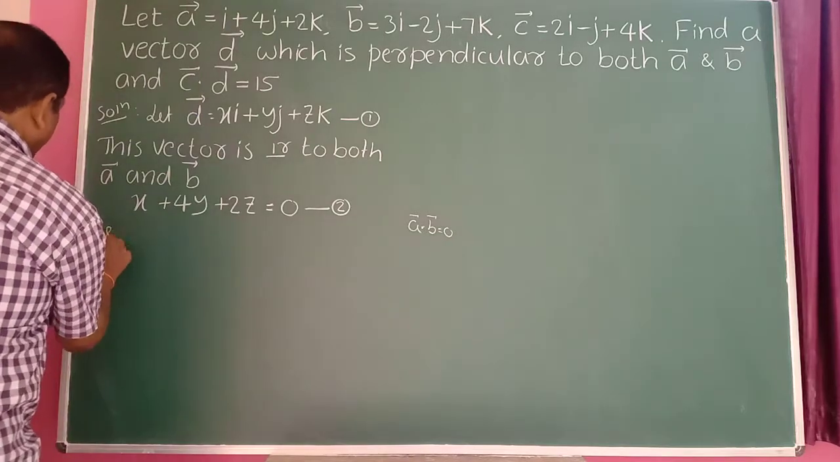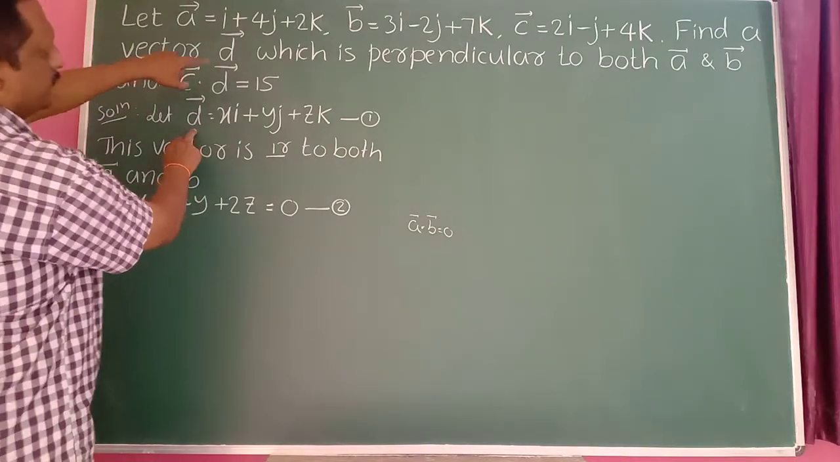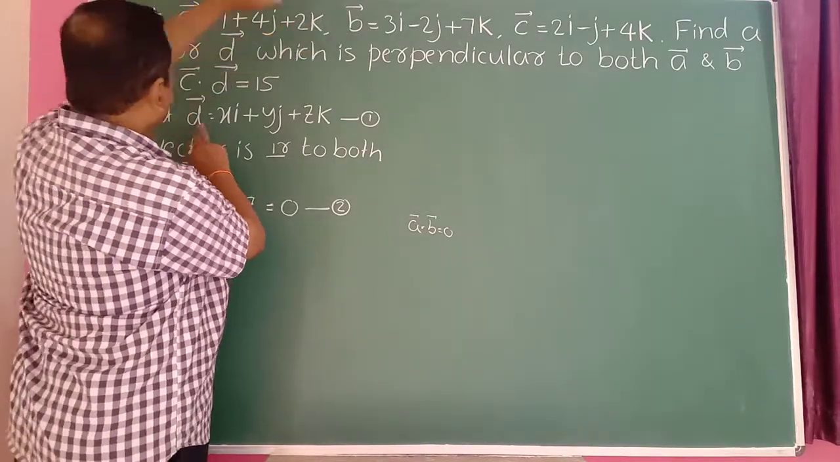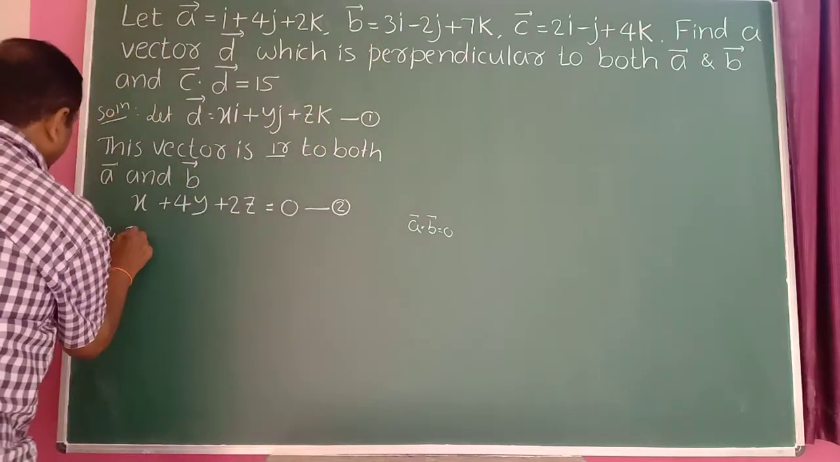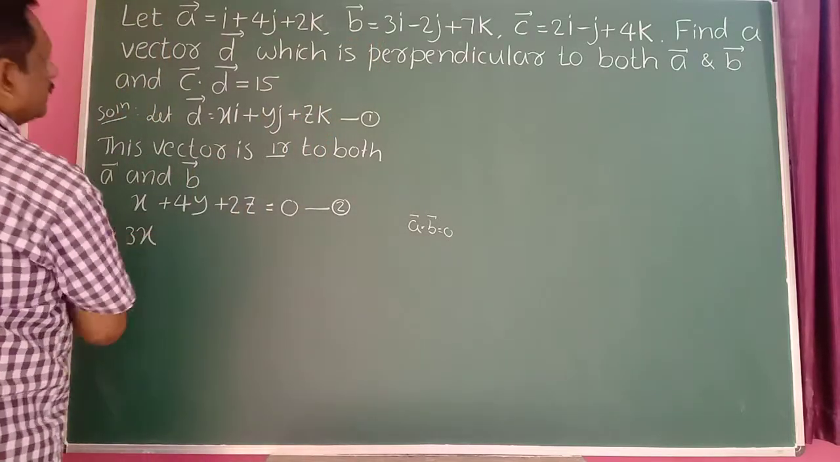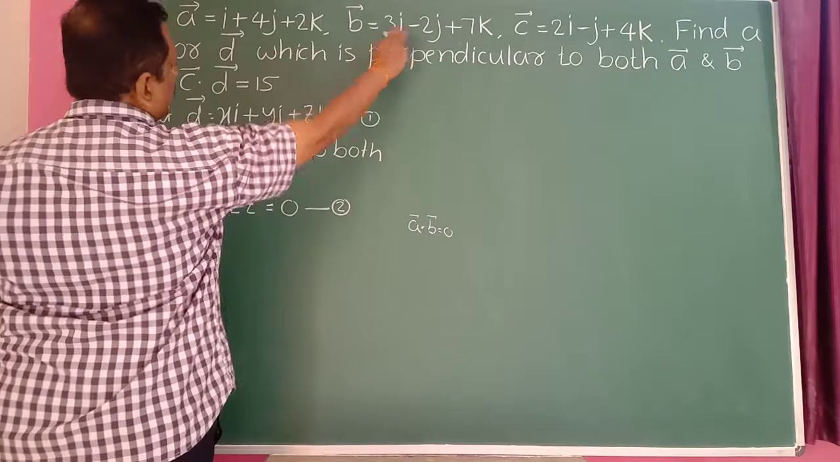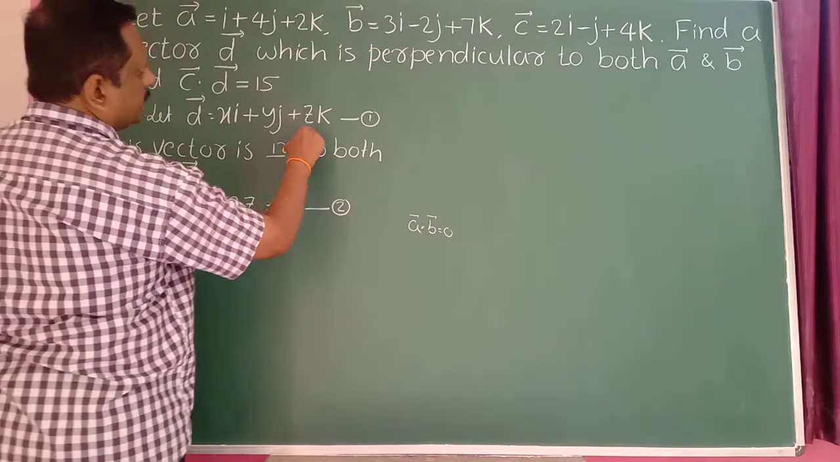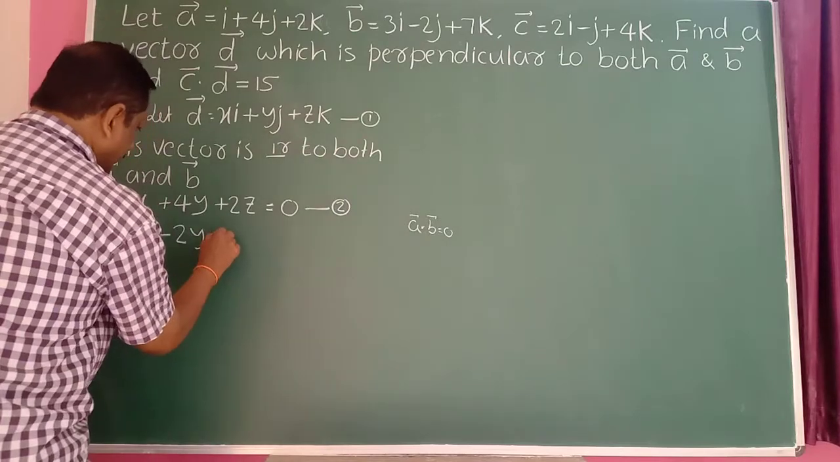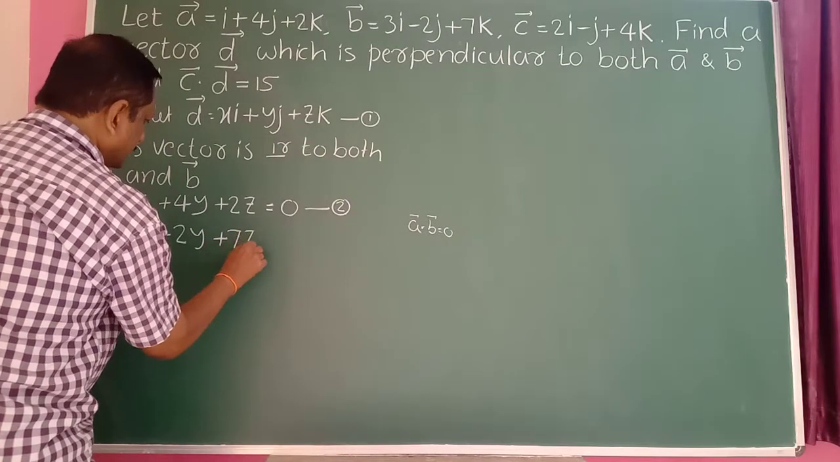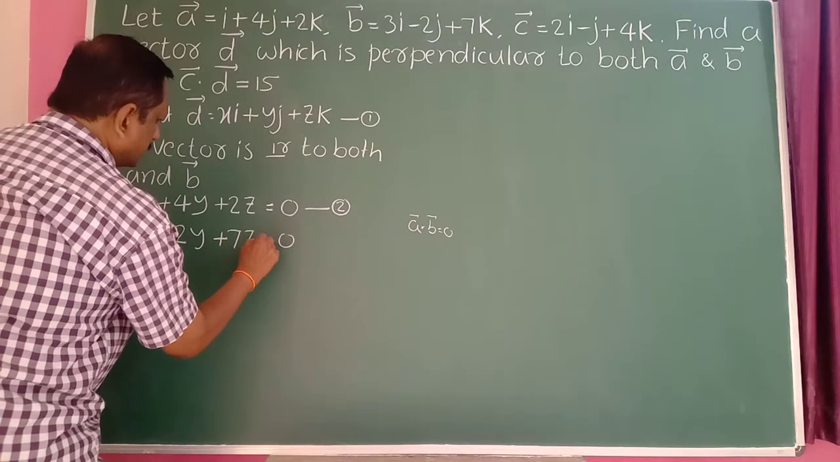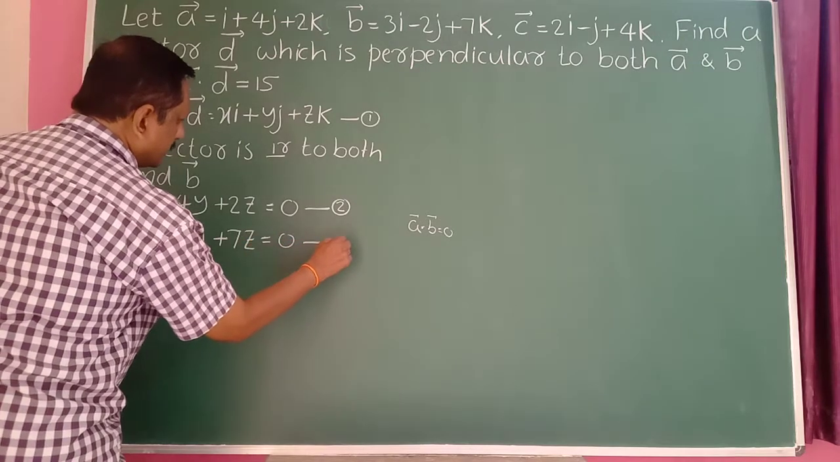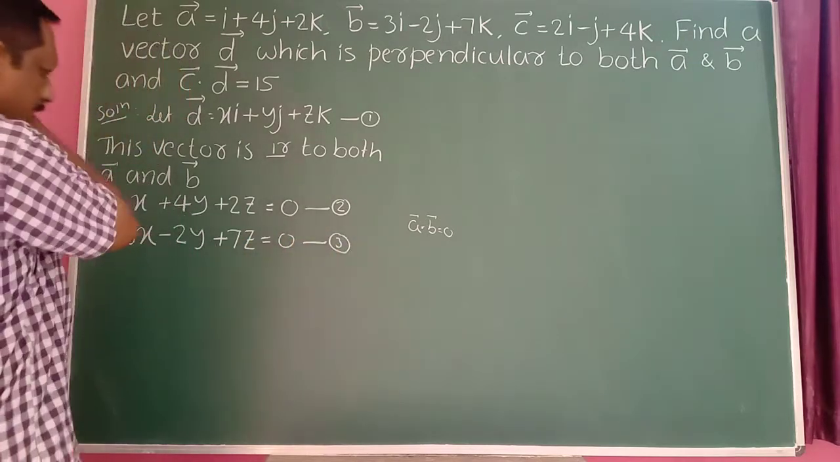And again the vector D bar is perpendicular to the vector B bar. So x into 3 becomes 3x, then y into minus 2 is minus 2y, z into 7 becomes 7z. That is equal to 0. So take this one as equation number 3.